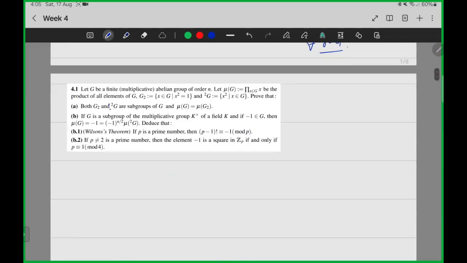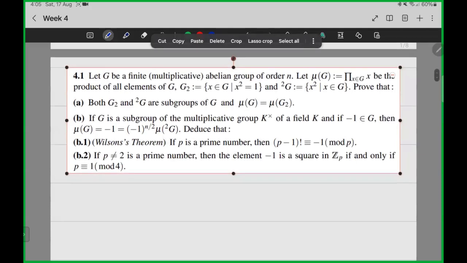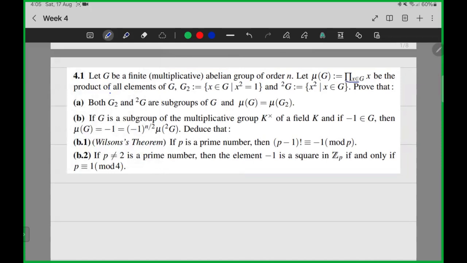So the first problem is about a finite multiplicative abelian group of order n, where mu of G is just the product of elements from this group G. In fact, you can define mu for any subset of G, just the multiplication of the elements of that set. Here we are taking all elements, each repeated only once.